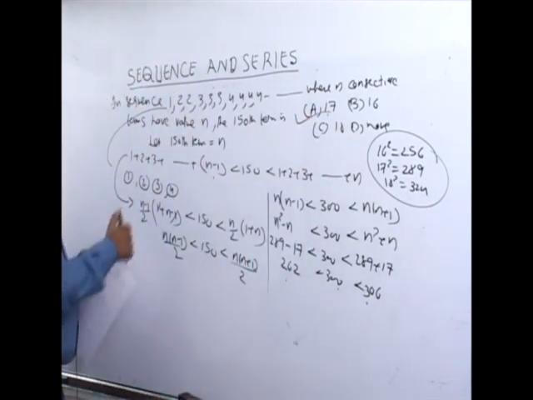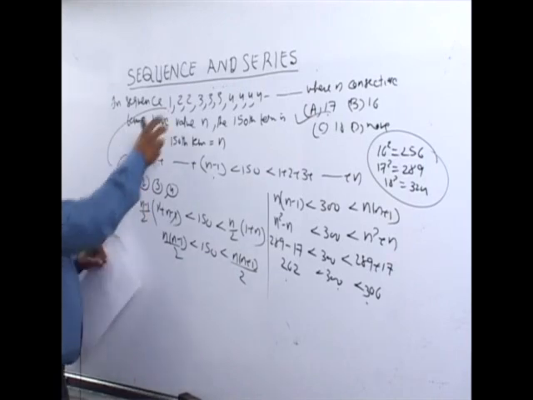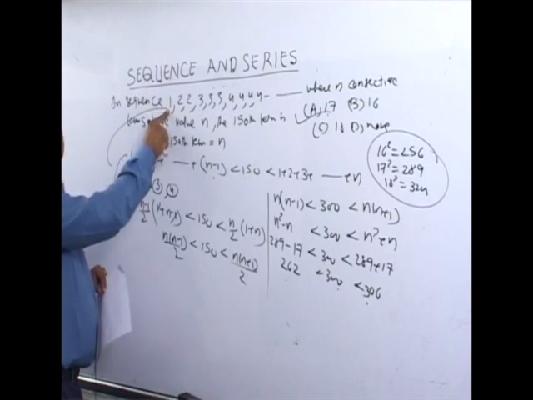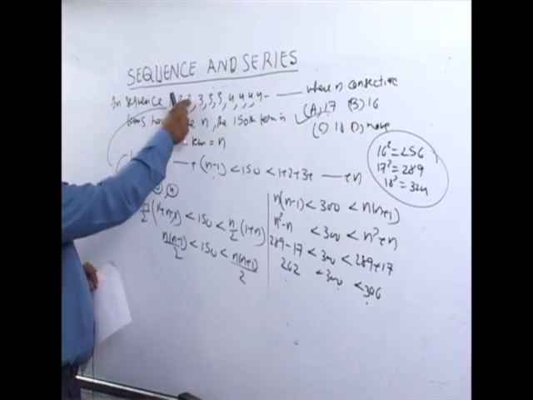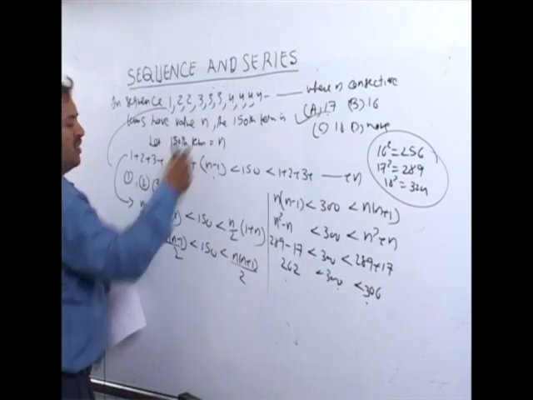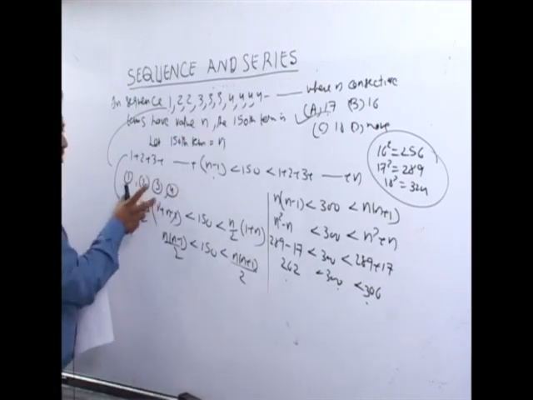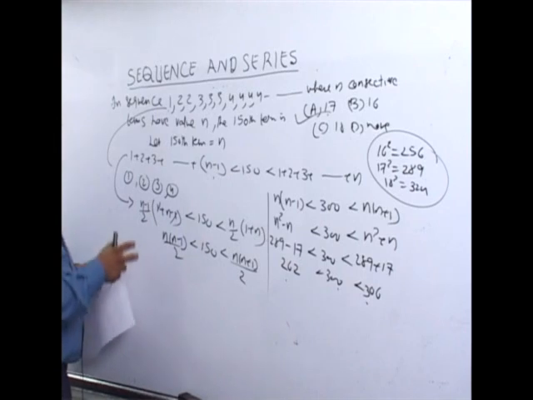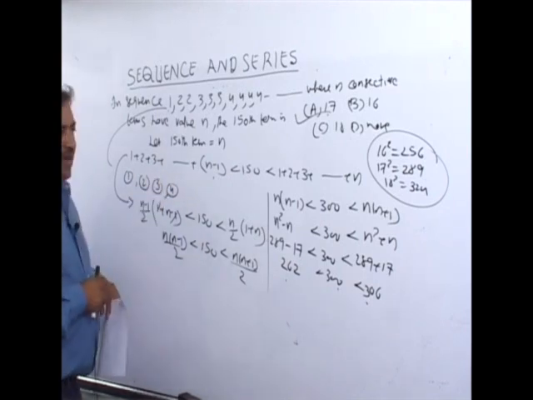Once again, try to understand this question. Suppose this sequence is given. Now what do we see? How many times is each number repeating? 1 is repeating 1 time, 2 is repeating 2 times, 3 is repeating 3 times, 4 is repeating 4 times. So these counts themselves form an AP.